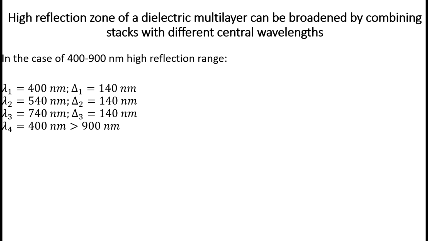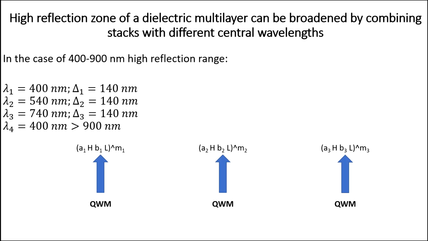In our case, we have a high reflection zone from 400 to 900 nanometers. We can use the formula from the previous slide and calculate widths of the quarter wave mirrors. And we can find that 3 quarter wave mirrors are enough to cover this high reflectance spectral range. It means that we need 3 quarter wave mirrors.